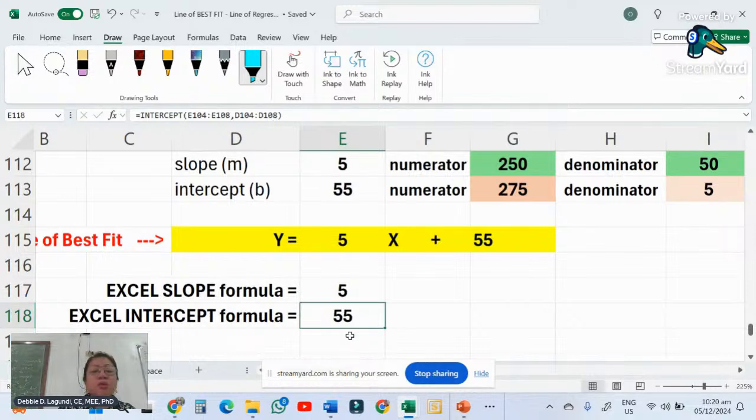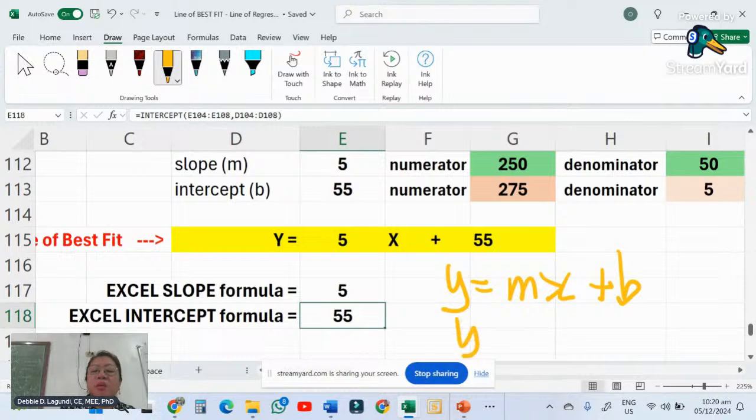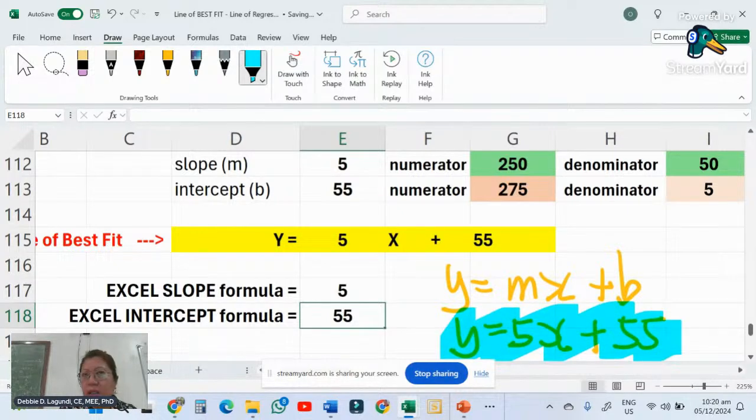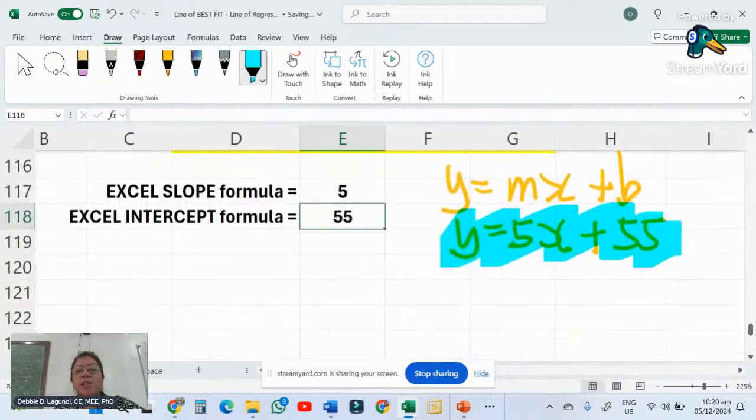Knowing these two, knowing the slope from the formula y is equal to mx plus b, then you will have y is equal to 5x plus 55. And this will be your working definition of the line of best fit. Okay? What is this line of best fit?